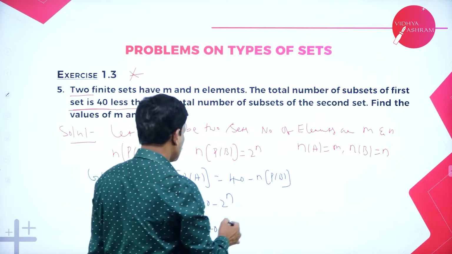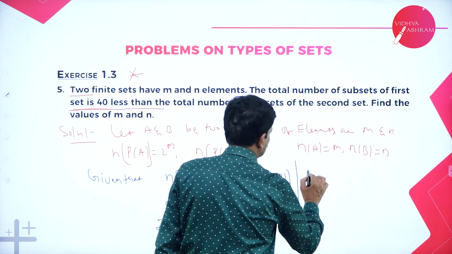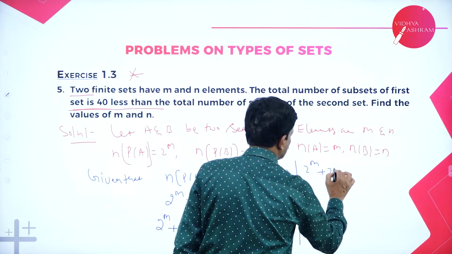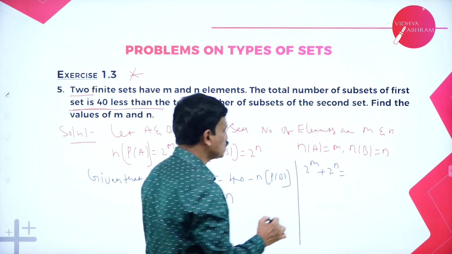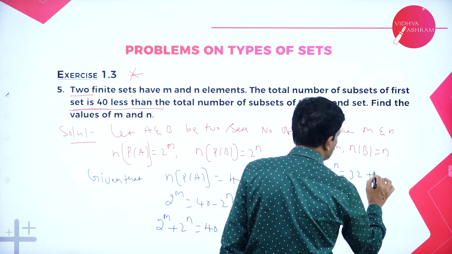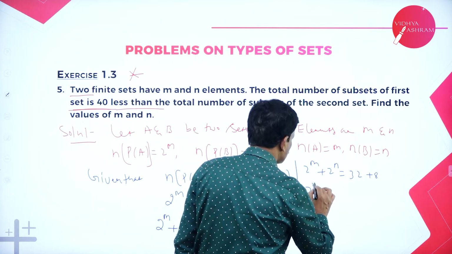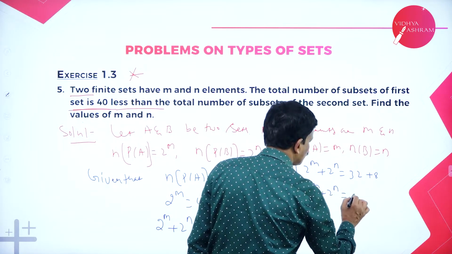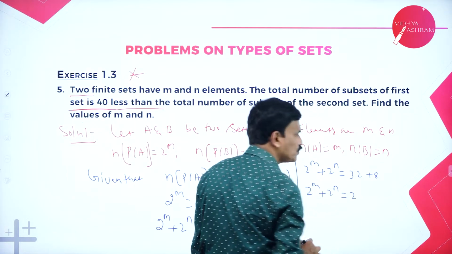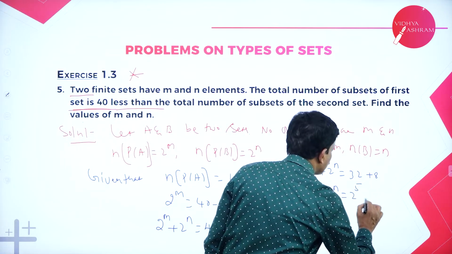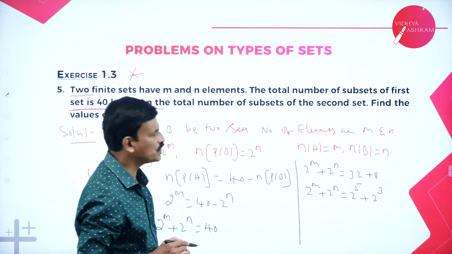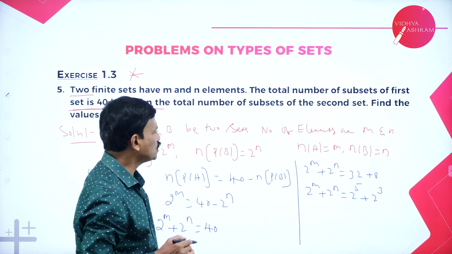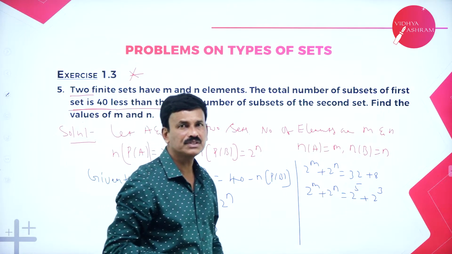Now, 2 to the power of m plus 2 to the power of n can be written as, split this 40. 40 can be split as 32 plus 8. So, this is 2 to the power of m plus 2 to the power of n is equal to 32, which can be written as 2 to the power of 5. 8 can be written as 2 to the power of 3. 2 raised to m plus 2 raised to n is equal to 2 to the power of 5 plus 2 to the power of 3.